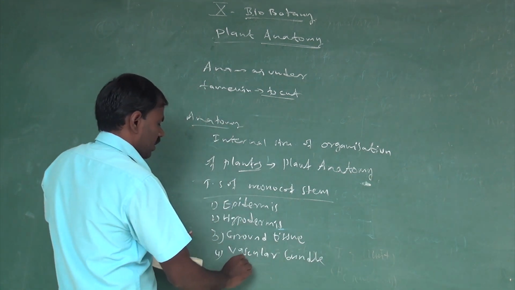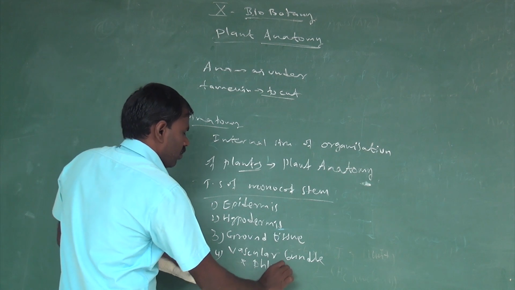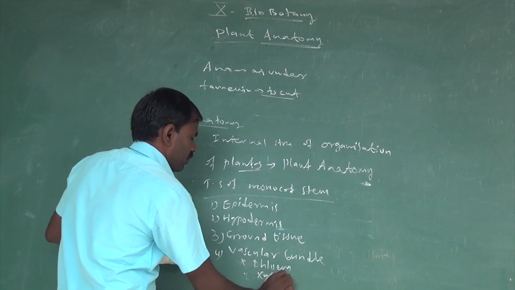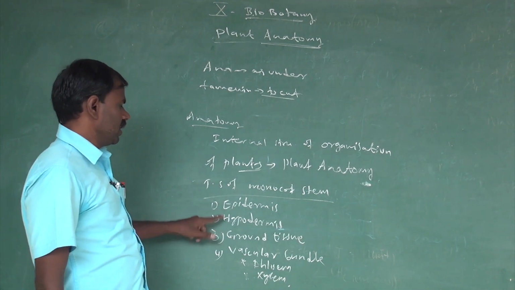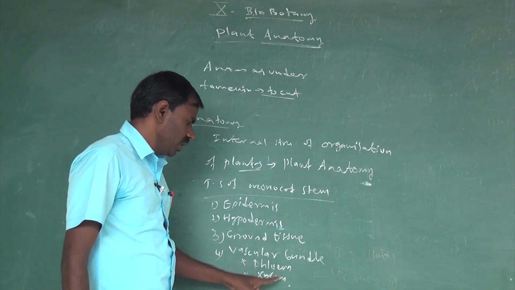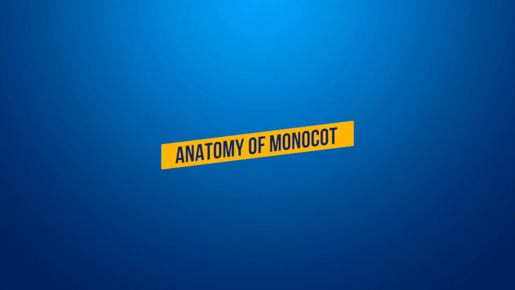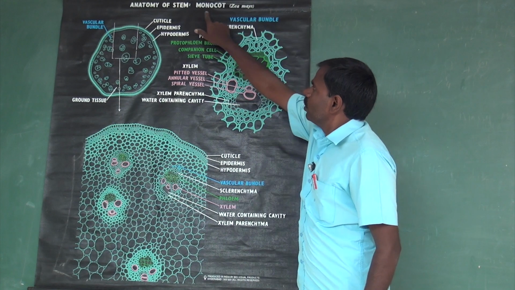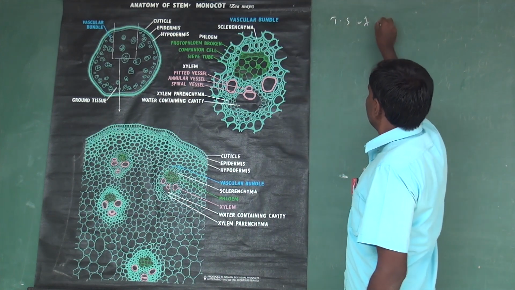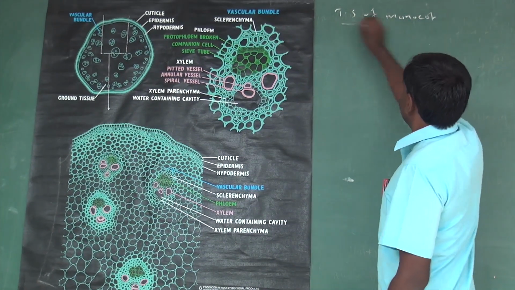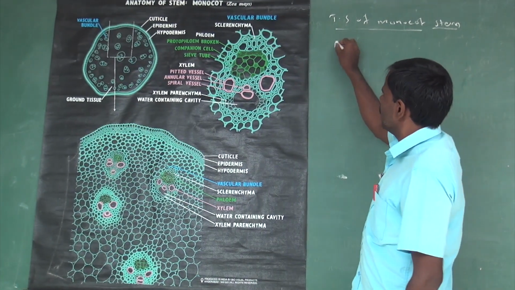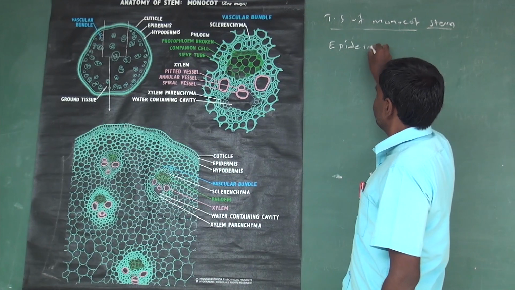The vascular bundles consist of only phloem and xylem. Now I am going to discuss one by one: epidermis, hypodermis, ground tissue, vascular bundles. In the anatomy of monocot stem, the example is maize. In the transverse section of monocot stem, first comes the epidermis.